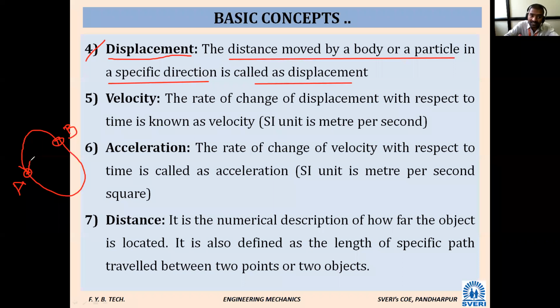Now can you tell me what is the displacement? How much is the displacement? 0. Because initially where was it? Initially it was in A position only. So it went to B position, and again it has come to the A position only. Means its displacement is 0. But its distance is this entire curved path. This entire curved path is called distance. You got the difference between distance and displacement? Yes, sir.